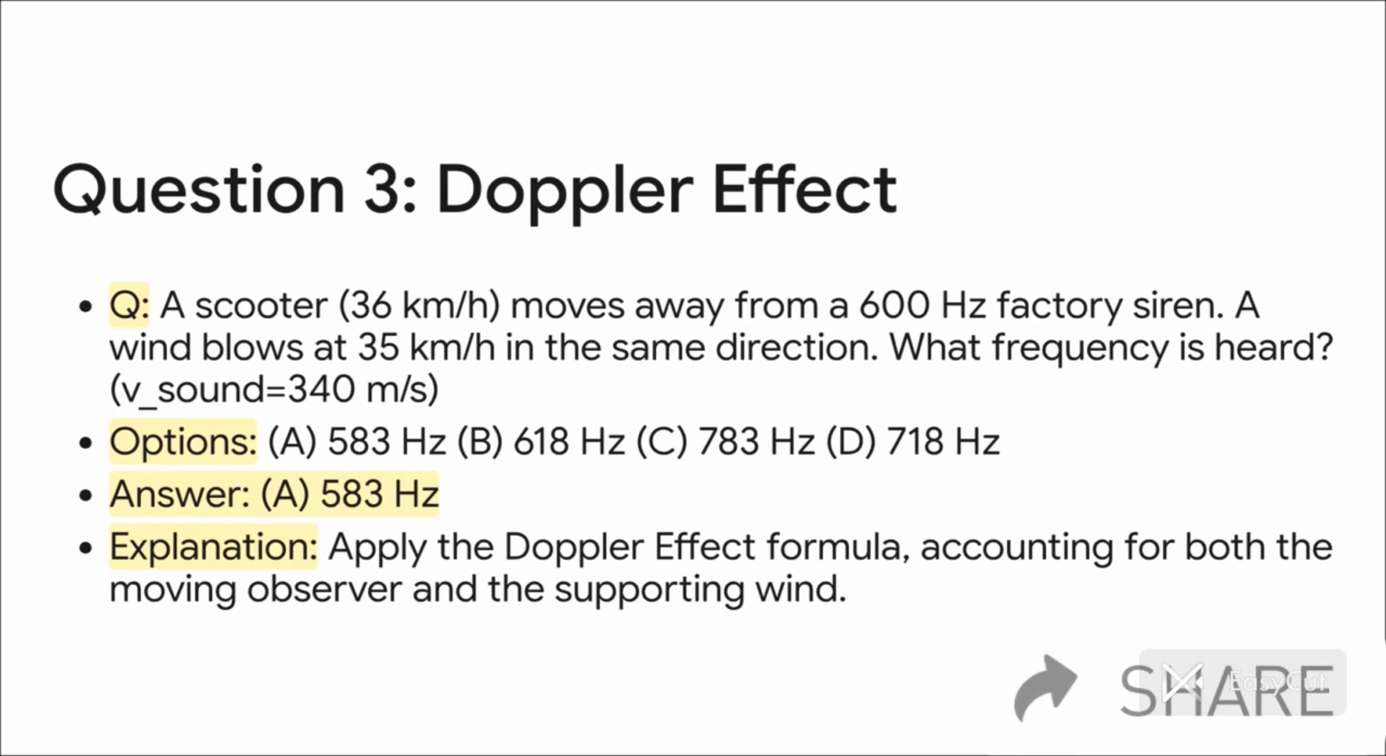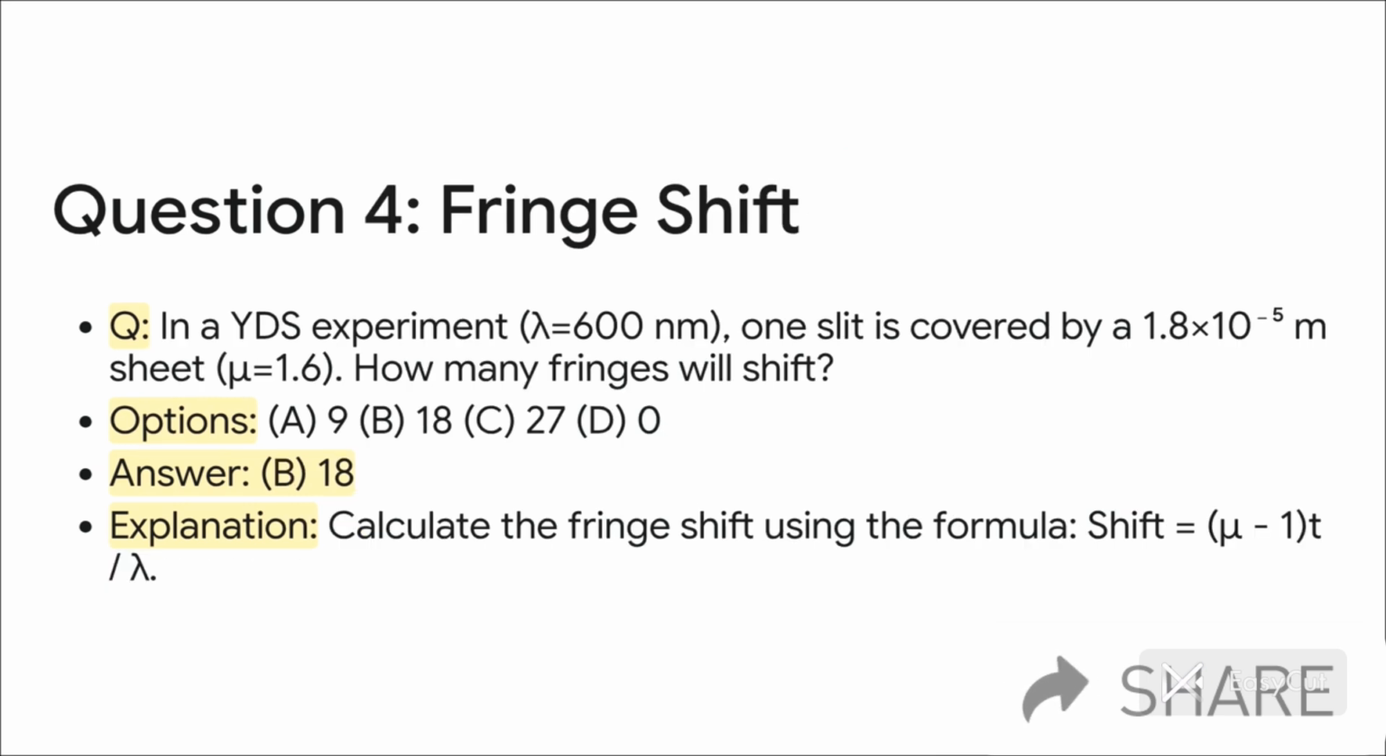Question number 3. We have a scooter riding away from a siren, and there's wind blowing in the same direction. What frequency does the rider hear? The correct answer is A, 583 Hz. Now, this is a classic Doppler effect problem, but with a little twist. You have to account for two things. The scooter is moving away, and the wind is giving the sound waves a little push. So you just have to adjust the speed of sound in the formula to include that wind speed, and you'll get the right answer.